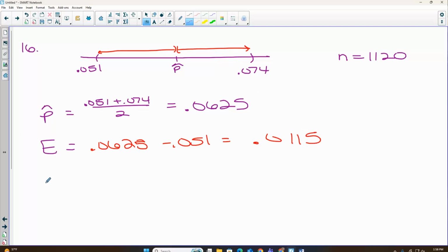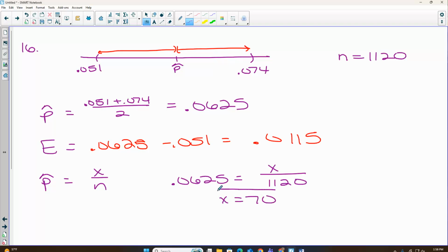To get my n, you have to use the fact that p-hat is x over n. We know our p-hat. We don't know x, but our n is 1,120. So if you multiply that over, x is 70. Any questions there?